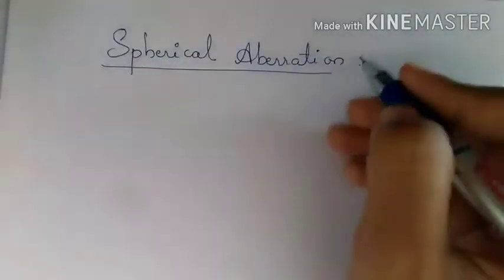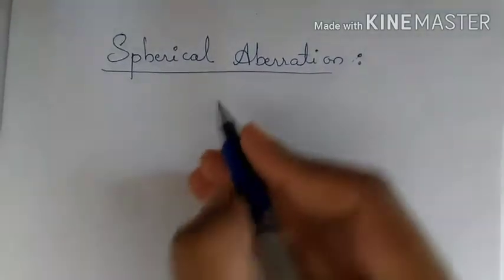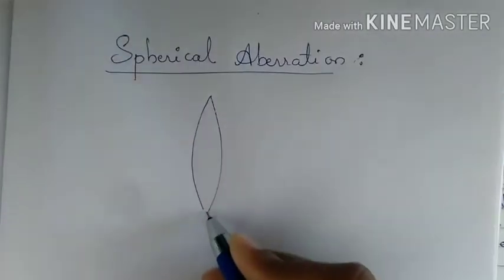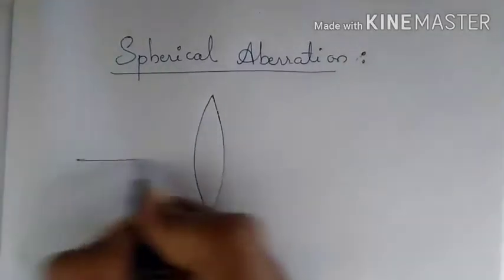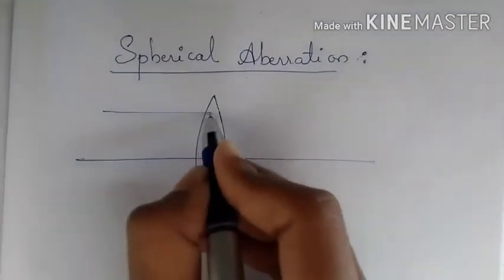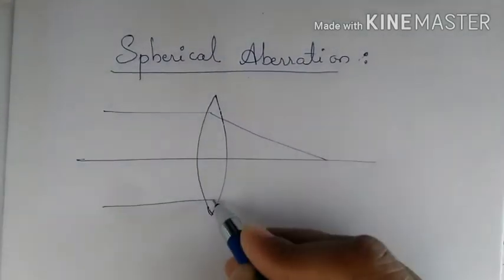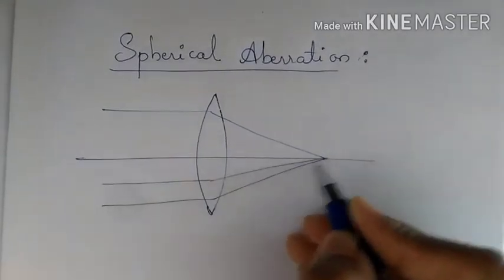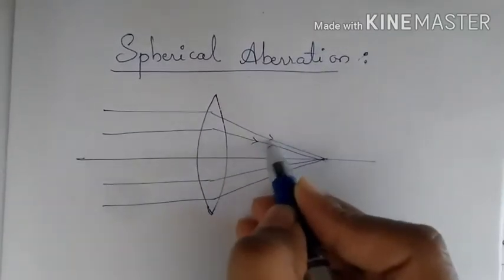So to know what is spherical aberration, we need to have the convex lens. In a convex lens, if rays are coming from infinity, then these rays will all fall at a single point, and at that point the image will be formed. So this is the property of the convex lens.